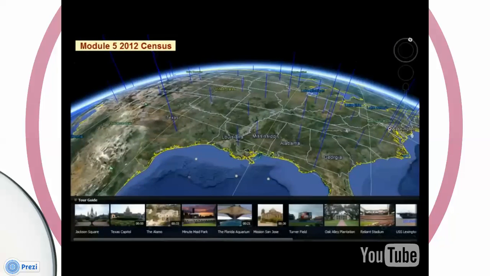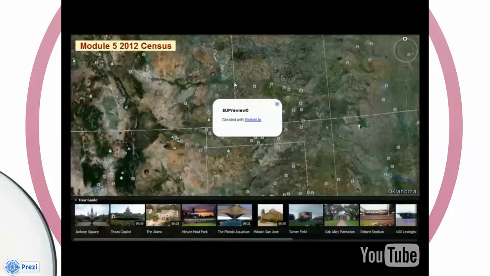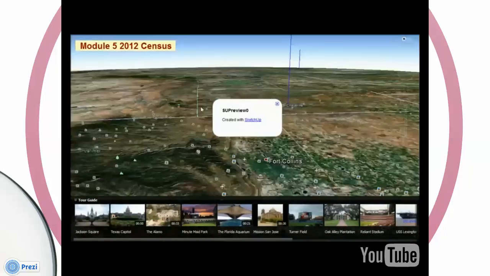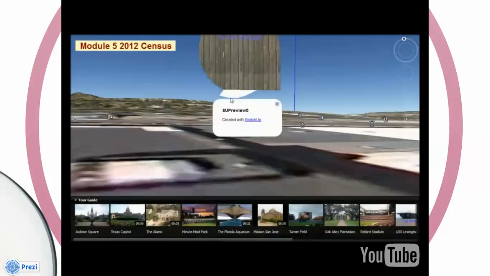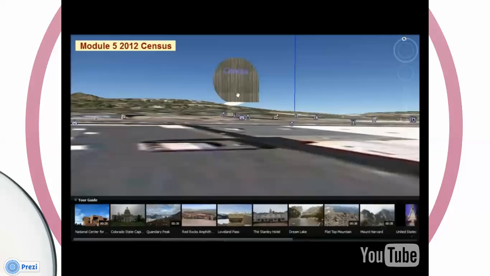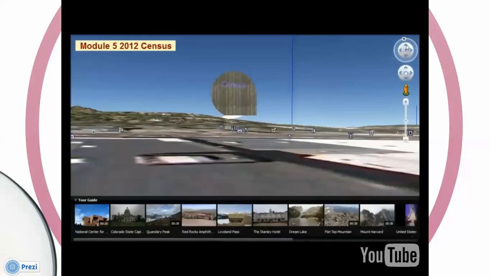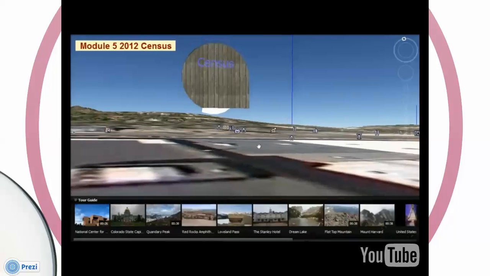And then the SketchUp item that I made is basically a little circular house-looking object that says census on it, and that's just to represent the data set that I used and make it relevant to what the topic was. So this is my Google Earth presentation.